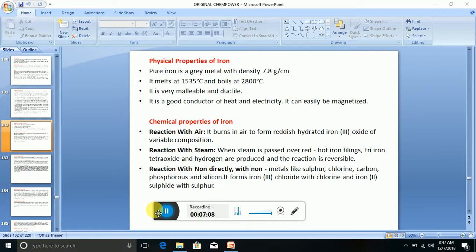Reaction with non-metals like sulfur, chlorine, carbon, phosphorus, and silicon. It forms iron(III) chloride with chlorine and iron(II) sulfide with sulfur.